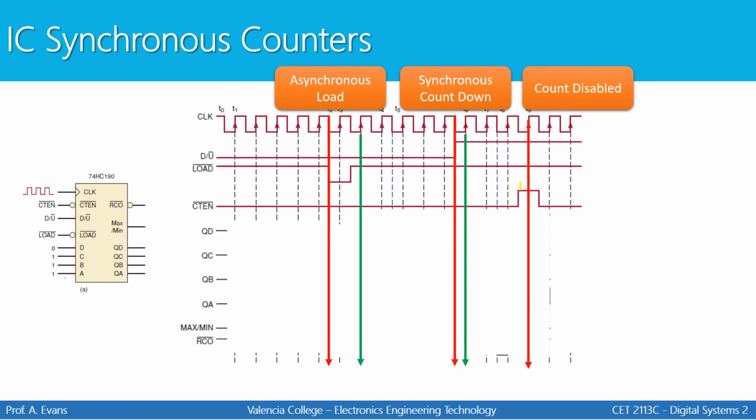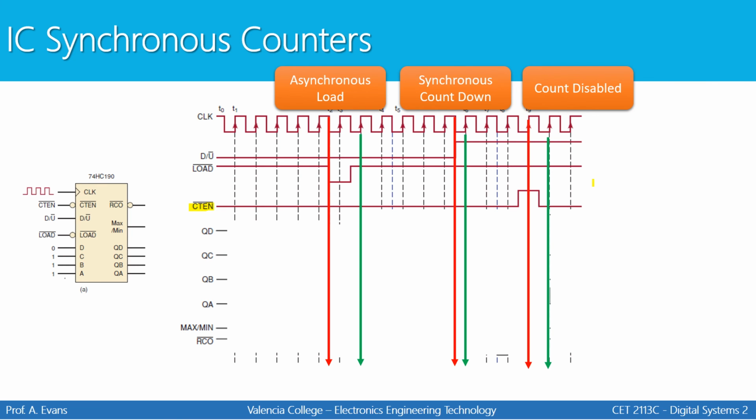Also, notice that our enable, the CTEN, that's a count enable, that's an active low input, which means if we want the counter to count, that has to be low. So when it goes high, the count is disabled. No counting can occur when this input is high. Once it goes back low, it'll begin counting again on the next clock pulse. So these are some of our critical points that we're going to be aware of.